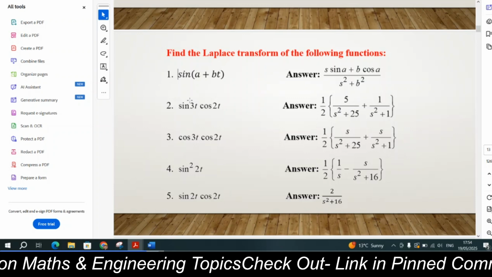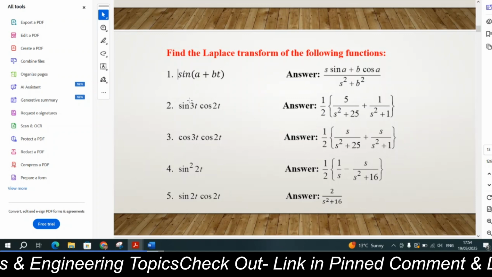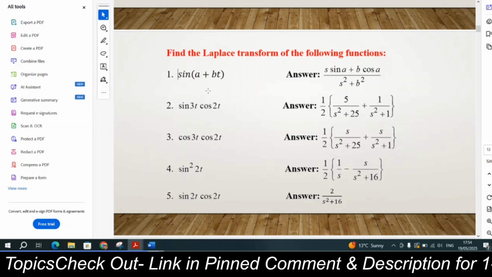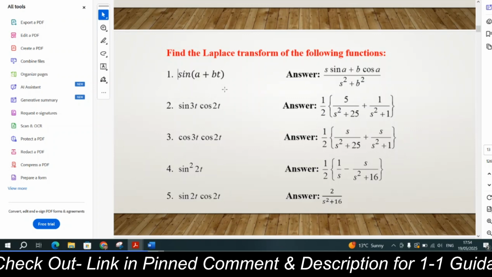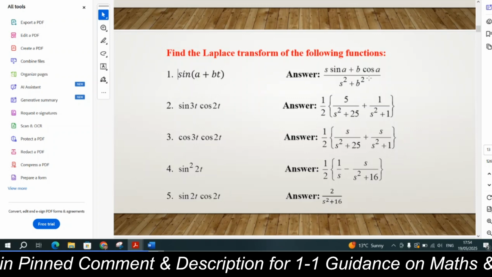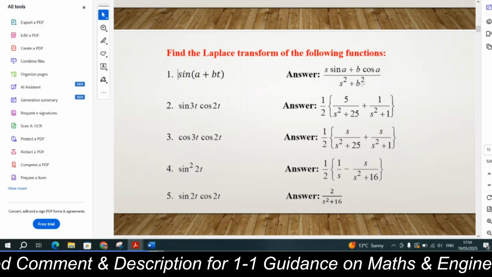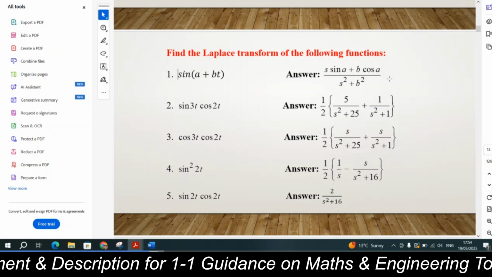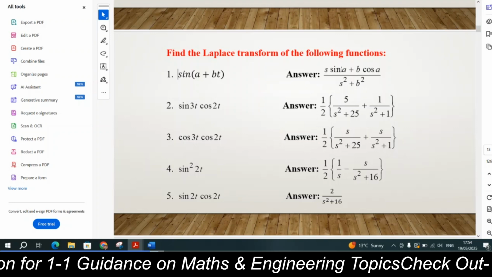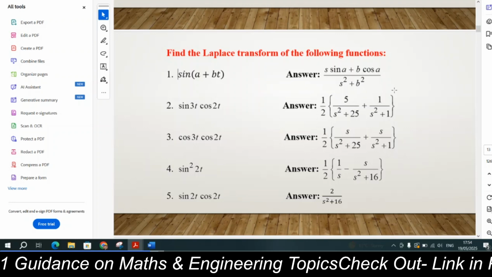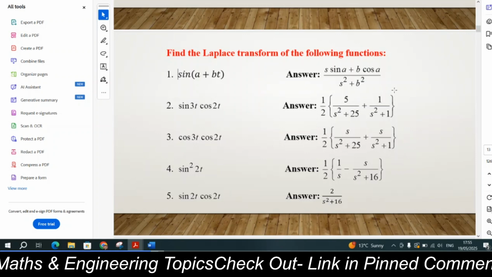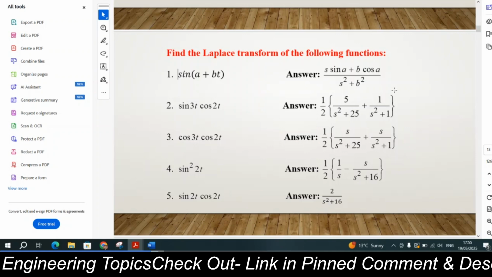So you say sine a into cos of bt plus cos a into sine of bt. Now sine a and cos a, these two terms are actually constants. So they come out of your Laplace transform, and then you do Laplace of cos bt and Laplace of sine bt. Laplace of cos bt is s upon s square plus b square. And Laplace of sine bt is b upon s square plus b square. And therefore you have s into sine a plus b into cos a upon s square plus b square.